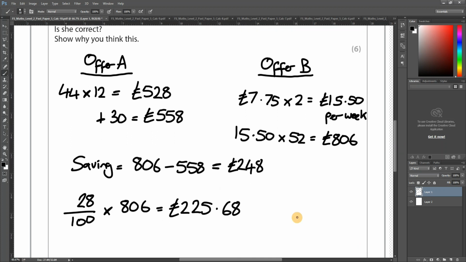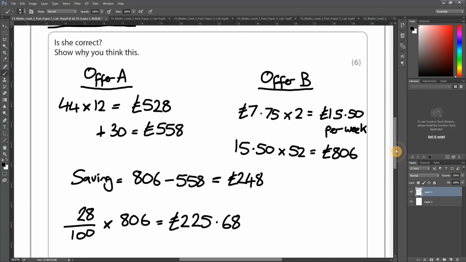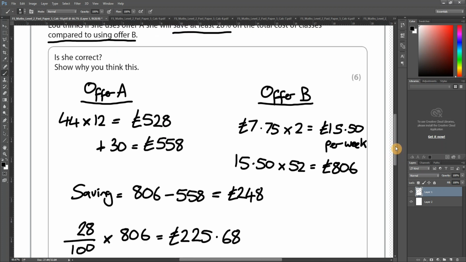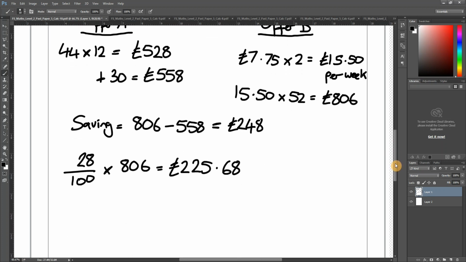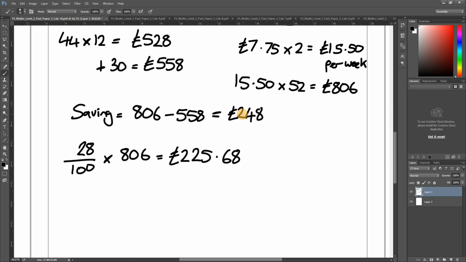Yeah, in fact it is. So, you know, the saving is actually more than the 28%. So because it said at least 28%, it can be more than 28%, which in fact it is. So yes, I would say 248 is greater than 225.68. So yes.